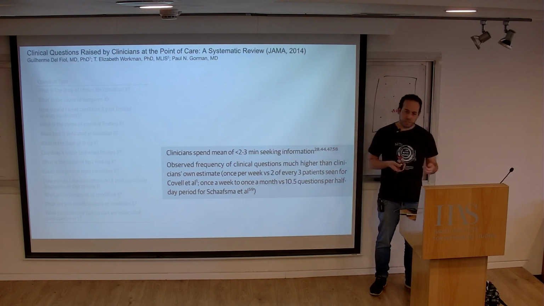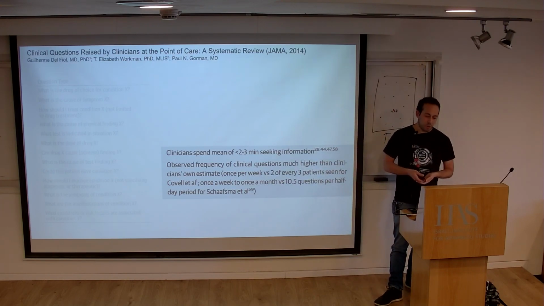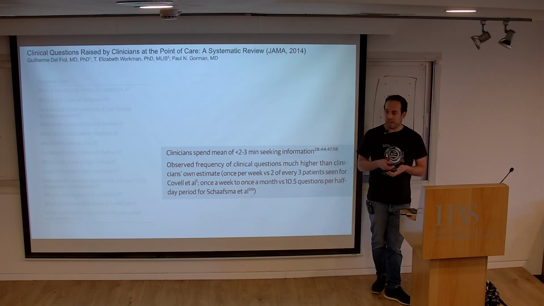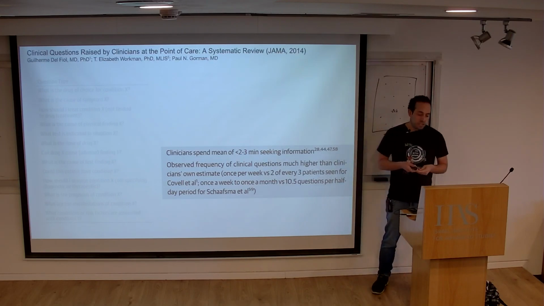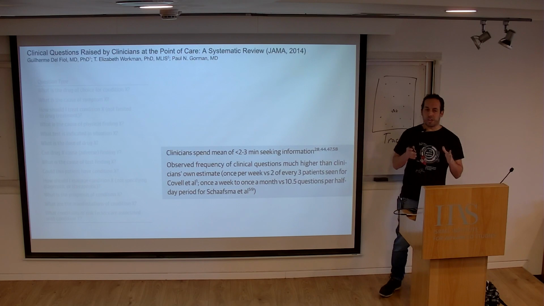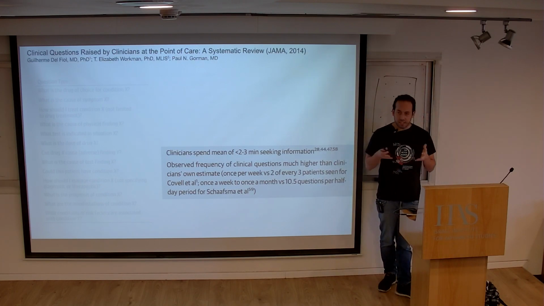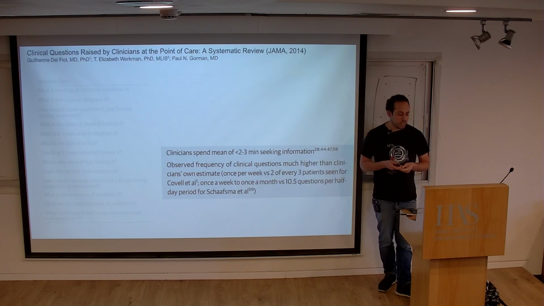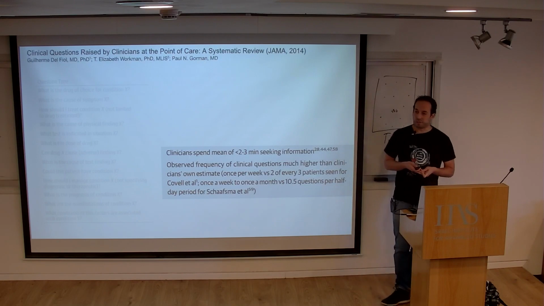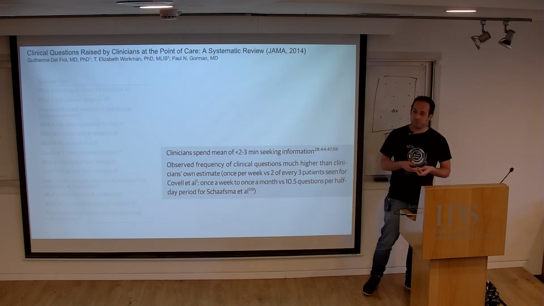So clinicians would say, once a week I have a question where I don't really know the answer. But then you do a study and you see that for 2 out of 3 patients that they see every day, they encounter such questions. Or in another study, maybe once a week or once a month I have a question where I don't know the answer, says the clinician. But then when you actually observe them, you see 10.5 questions every half-day period where they don't know the answer. So there's a, I'll leave it to your interpretation what leads to this huge gap in the self-assessment of clinicians.